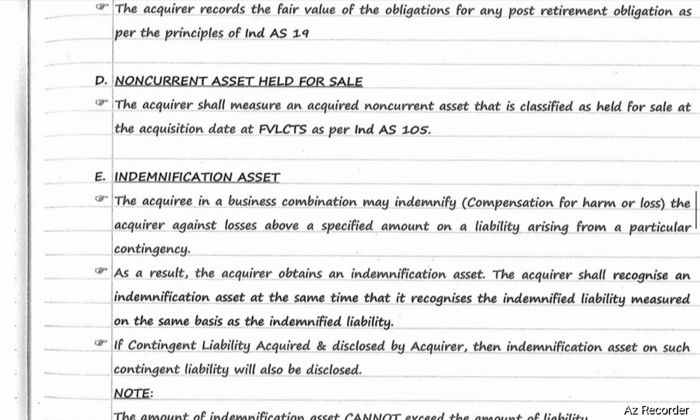Non-current assets held for sale. The acquirer shall measure an acquired non-current asset that is classified as held for sale at the date of acquisition at fair value less cost to sell as per Ind AS 105.